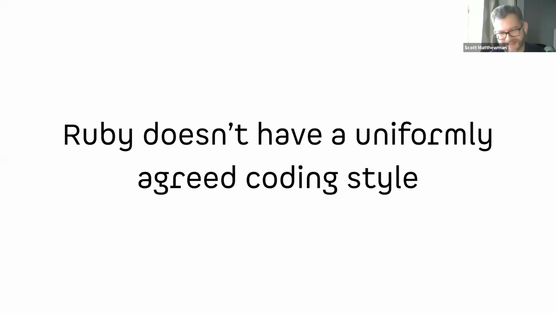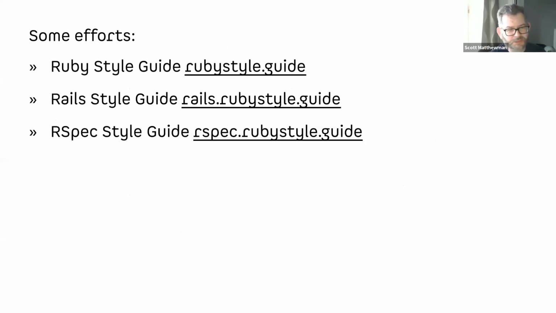But Ruby doesn't have a uniformly agreed coding style. And there have been some efforts over the years to try and get all the things that we do into a consistent manner, to discuss whether you should use single quotes versus double quotes, parentheses around arguments, and so on. And these 3 style guides that initially were available just as effectively as markdown documents in a GitHub repo are now really nicely laid out and structured, and cover just basic Ruby plus also Rails and RSpec.